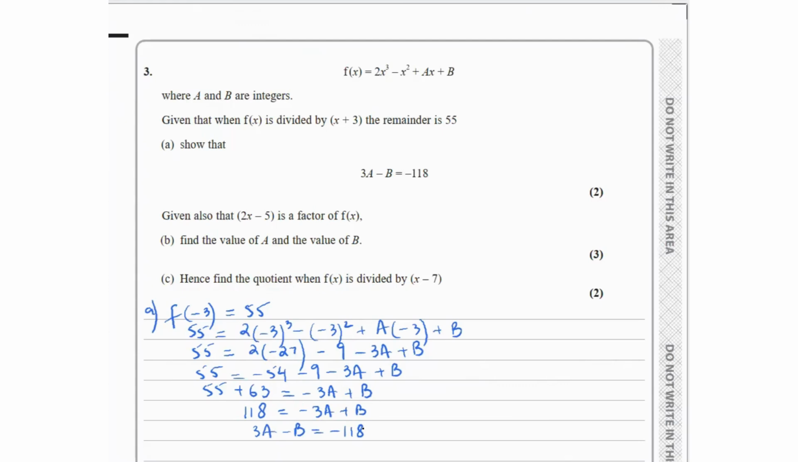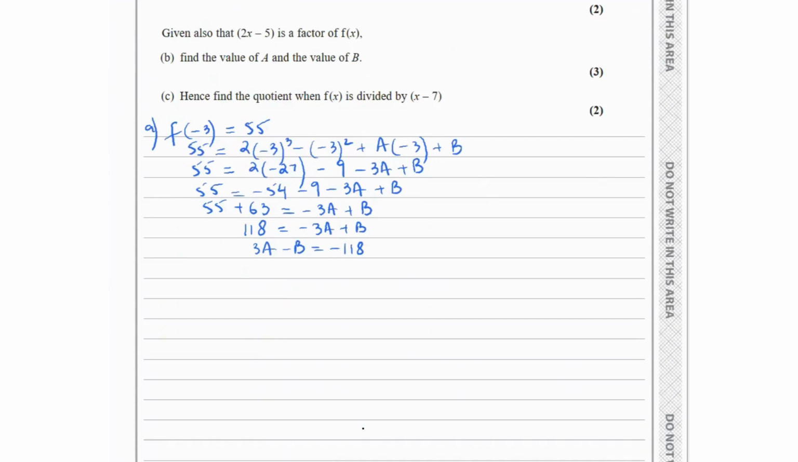Then it says, given also that 2x minus 5 is a factor of f of x, we have to find the values of a and b. So keeping that in mind, f of 5 over 2 is equal to 0. So let's put that in the function. 0 equals 2 times (5 over 2) cubed minus (5 over 2) squared plus a times 5 over 2 plus b.